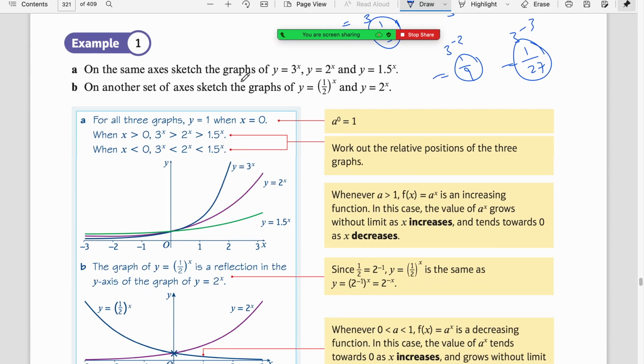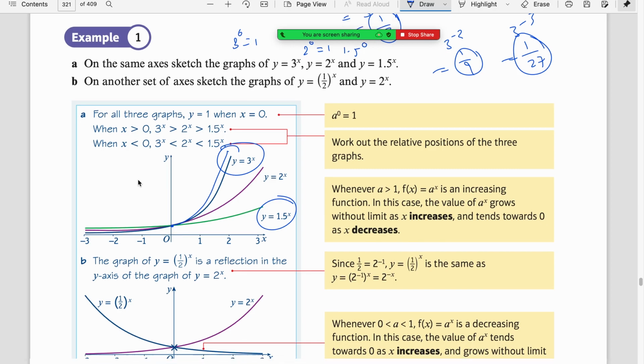On the same axis, sketch the graph of y is equal to 3 raised to power x, 2 raised to power x and 1.5 raised to power x. Now if we consider the value of x as 0, anything raised to power 0 is 1. So all of them pass through 1 on the y-axis, and definitely 3 raised to power 2 would be more than 2 raised to power 2. So it rises more and 1.5 rises less. So that's a general comparison between them.